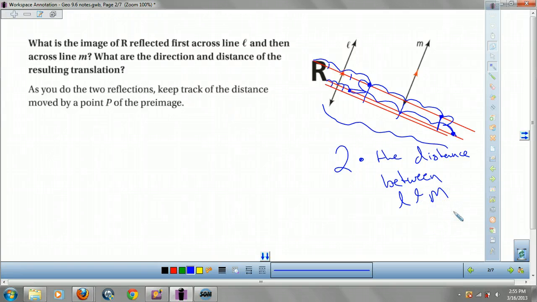So that was pretty neat. It worked. Kinda. Well done. Okay, so there we go. If you reflect it across two parallel lines, it's a translation that's twice the distance between the two parallel lines. I know I said distance a lot, guys. I'm sorry.